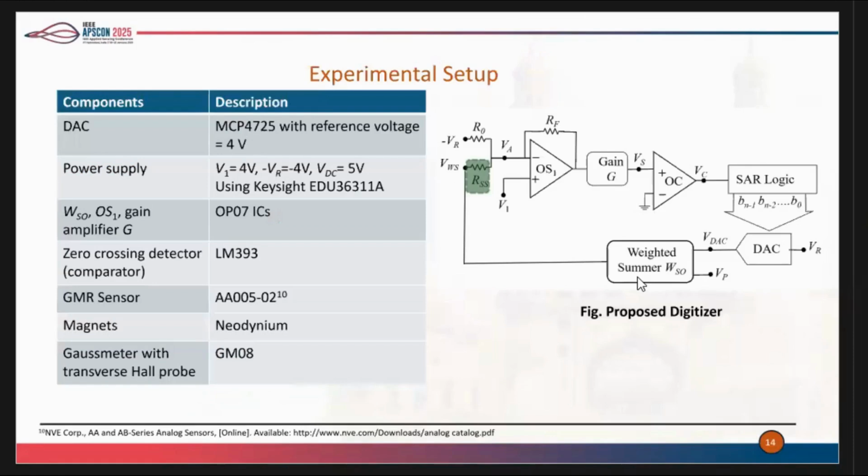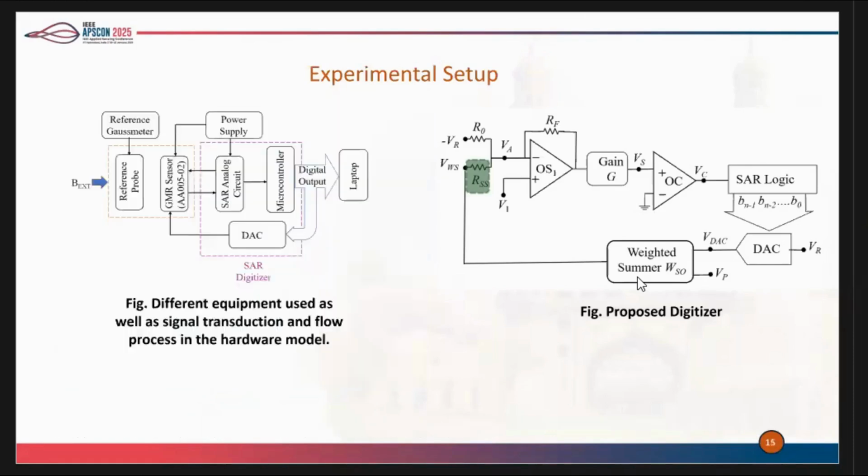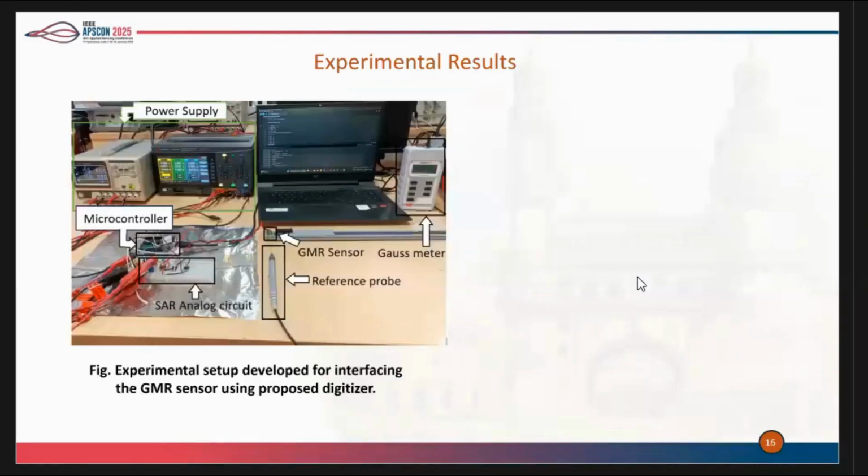These are the components that we have used. This is the signal transduction and flow processor in the hardware model. We have interfaced the GMR sensor with the SAR analog circuit. In that setup, we have used a reference probe and a reference gaussmeter to measure the magnetic field, and an external magnetic field was given using a neodymium magnet. This was the experimental setup developed.